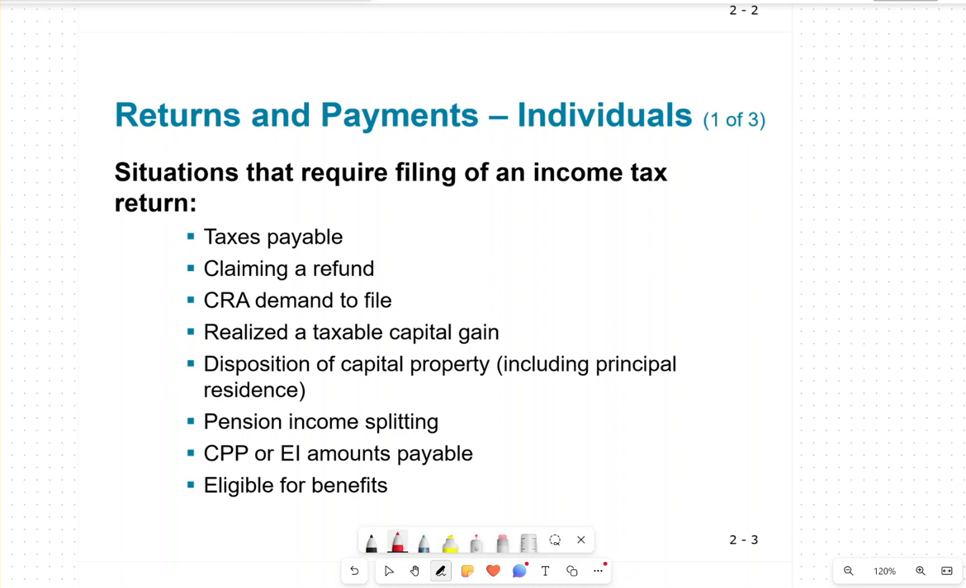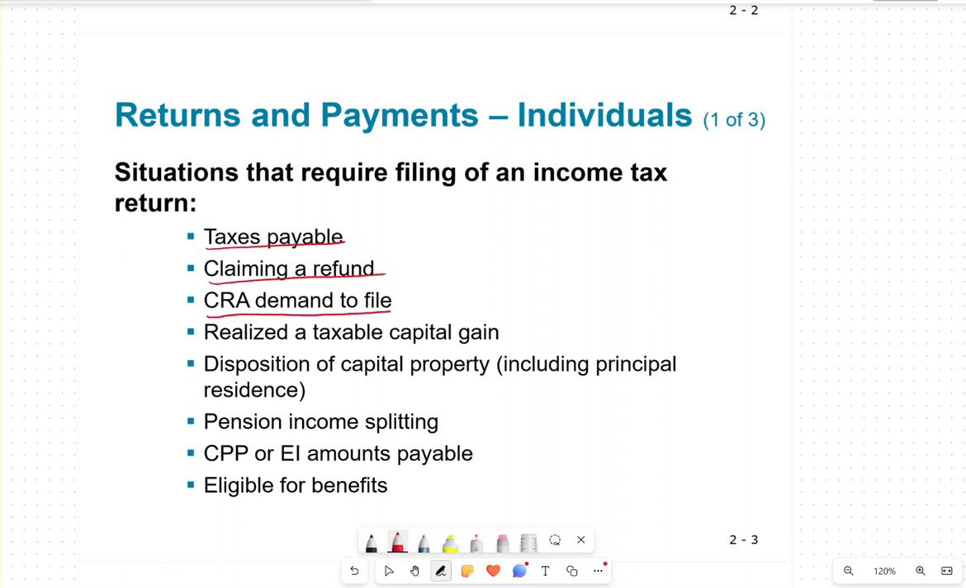When we talk about returns and payments from the individual perspective, in this situation that requires filing for an income tax. Again, if the CRA owes you money, you do not need to file your taxes. However, if you don't do it, there are some benefits that are dependent on it, so they will stop those benefits if you don't file the taxes. So that's a situation that requires filing. If you owe money, you have to file. If you're claiming a refund, of course you want the money from the government.